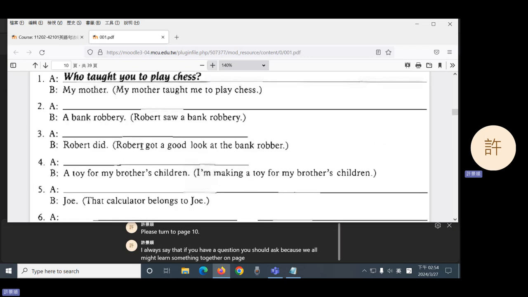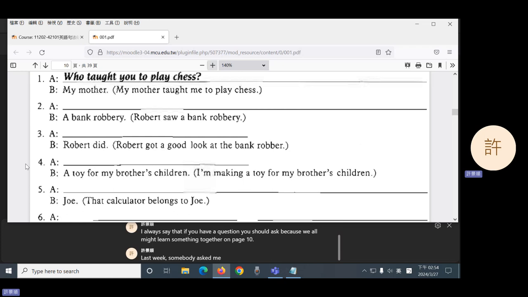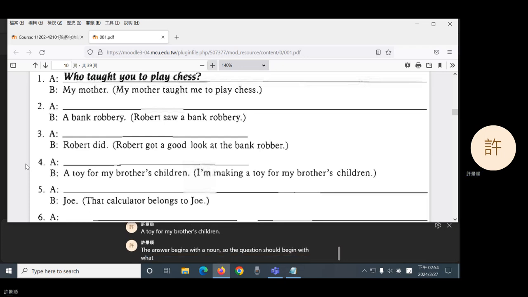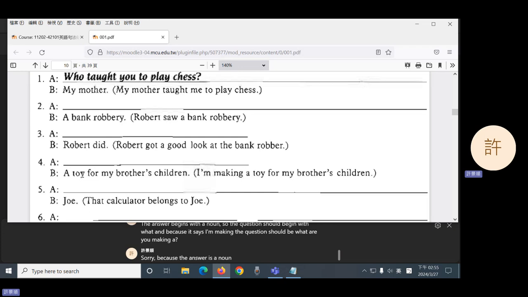On page 10, last week, somebody asked me about question 4. A toy for my brother's children. The answer begins with a noun, so the question should begin with what? And because it says I'm making, the question should be, what are you making? Because the answer is a noun, it's not an action. Not, what are you doing? All right, so the answer here is, what are you making?